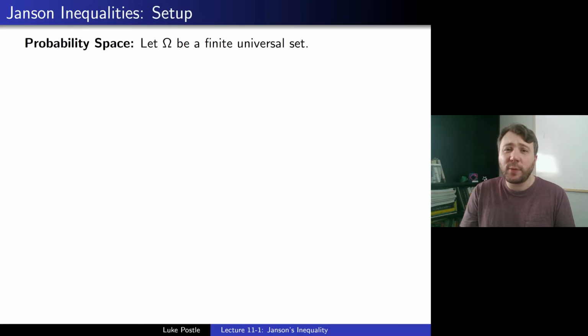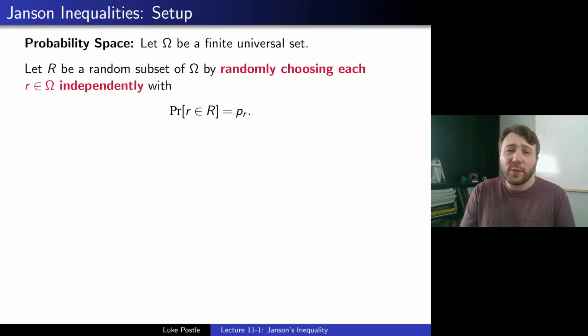Janson's will work only on a specific setup. Here is that setup. The probability space will let omega be a finite universal set. And the idea is we're looking at the probability space where R is a random subset of omega, where the randomness is choosing each r in omega independently with a probability p_r, P subscript little r. So each element can have a different probability. This is somewhat like G(n,p), but again, each element could actually have a different probability of being chosen. So that's quite a general setup.